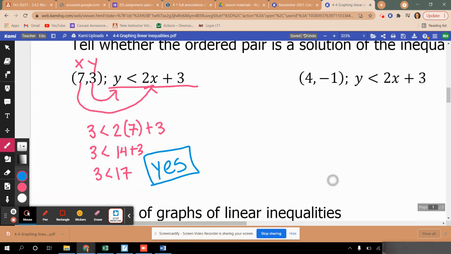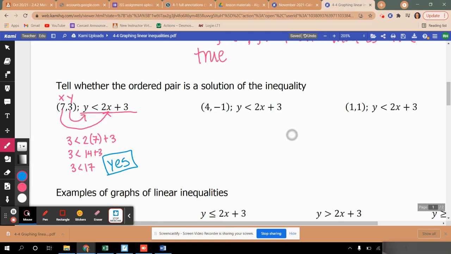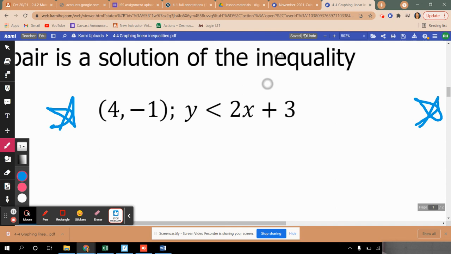All right, go ahead and try the next two on your own, so you can pause the video here. You should have both this 4, -1 and this 1, 1 done already, and you're just checking your work at this point. So let's start off with this 4, -1.